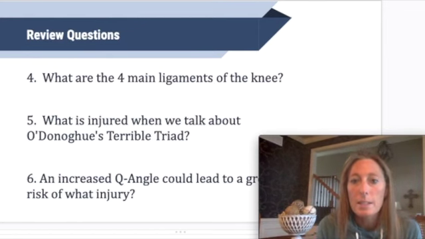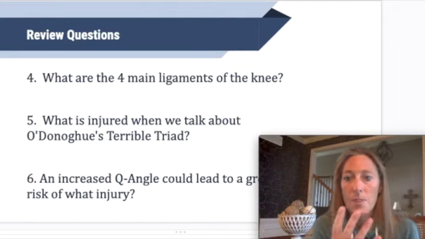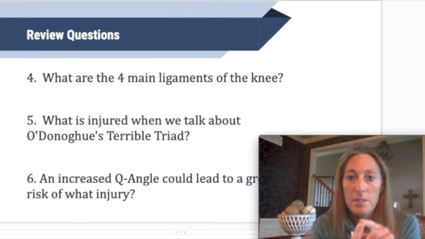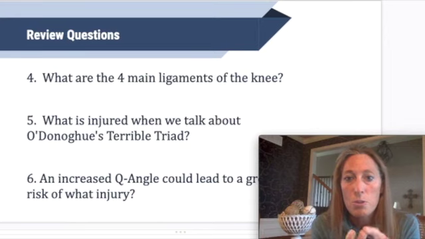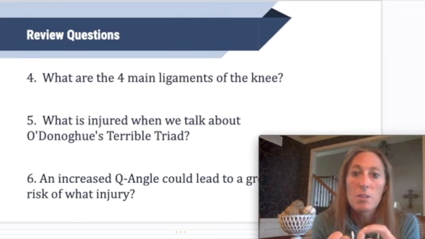What are the 4 main ligaments of the knee that we talked about? There's 4 of them. In our notes, we talked about the ACL and the PCL, which ACL stands for anterior cruciate ligament. PCL stands for posterior cruciate ligament. And then we had the medial collateral ligament, or MCL. And then we have the lateral collateral ligament, or the LCL. So those are the 4 main ligaments of the knee: ACL, PCL, MCL, and LCL.